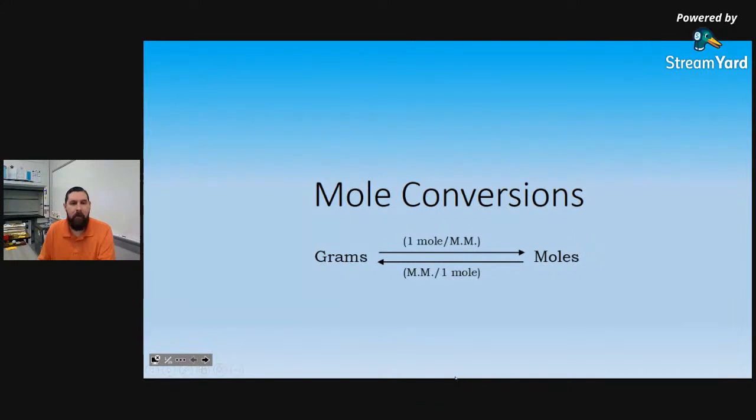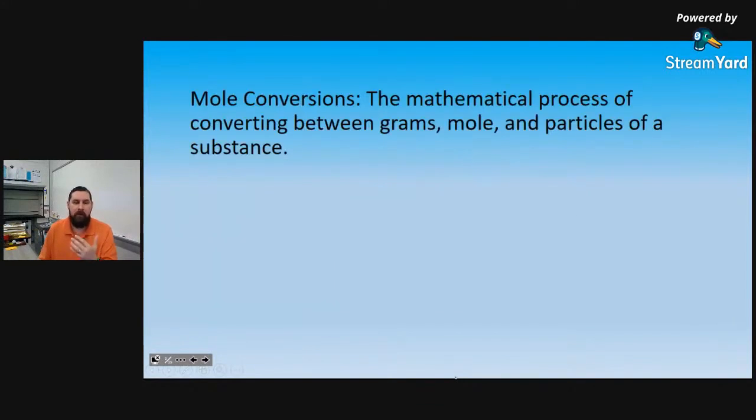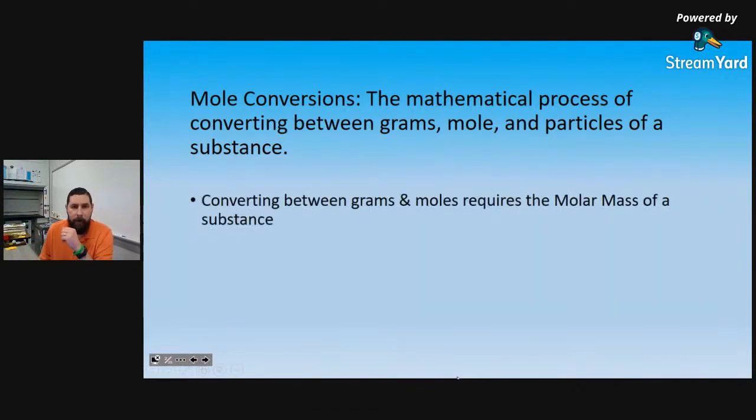In talking about mole conversions, the first thing we need to do is discuss what mole conversions actually are. In chemistry, mole conversions are simply the mathematical conversions between grams, moles, and particles of a substance. We can convert grams to moles, moles back to grams, moles to particles, particles back to moles, all the way to particles, and then particles all the way back to grams. This specific video is the first in a series of 3, and we're going to focus simply on the grams to moles and moles back to grams type of conversion.